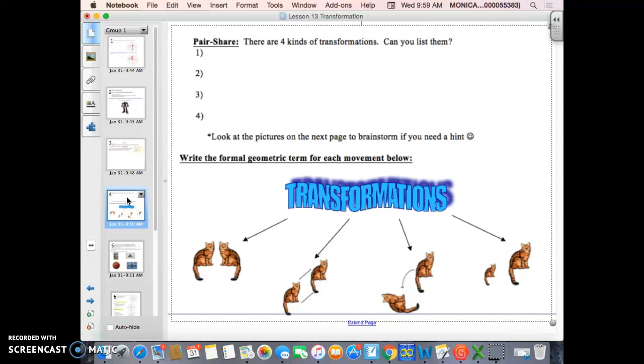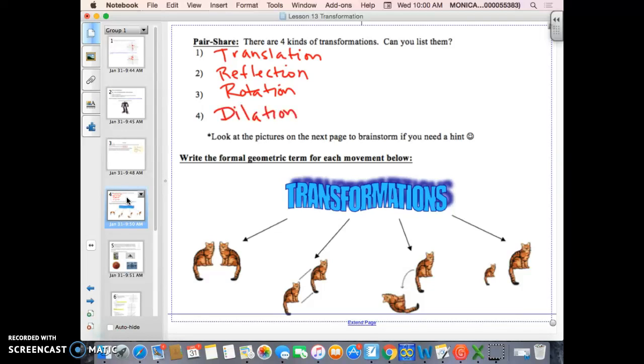There are four types. You might want to pause the video to see if you can list them on your own. But you should have a translation, reflection, rotation, and then lastly a dilation.